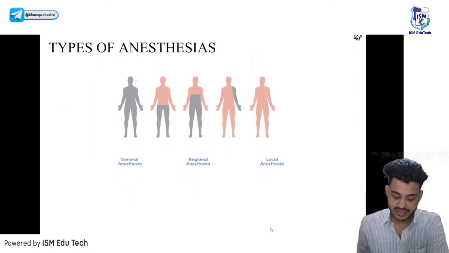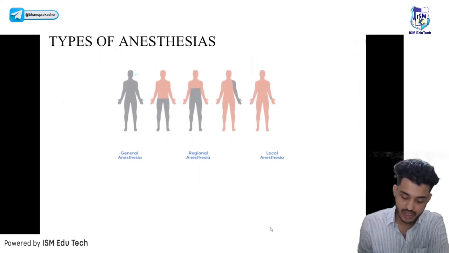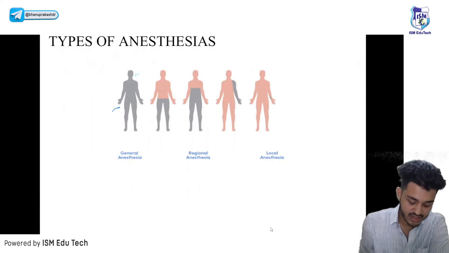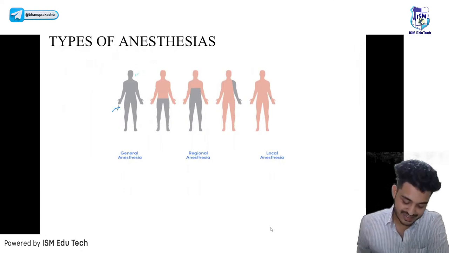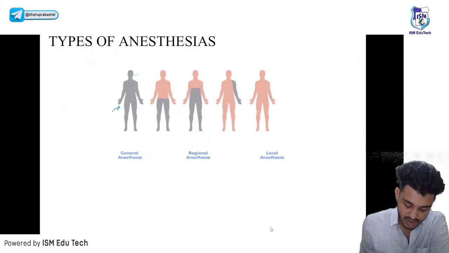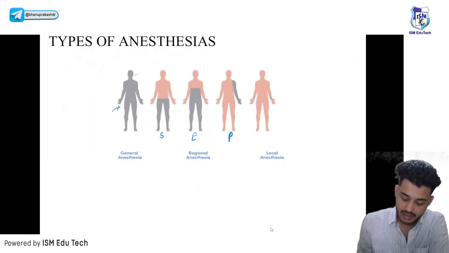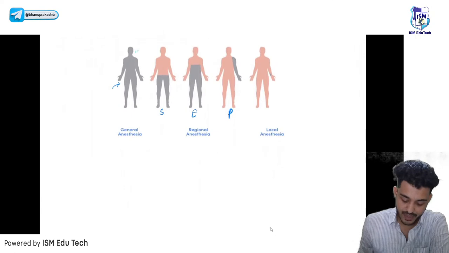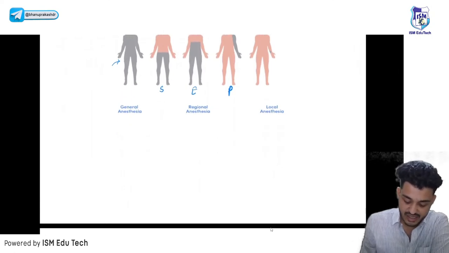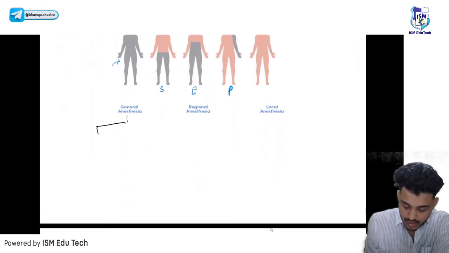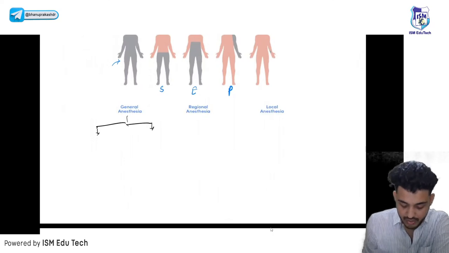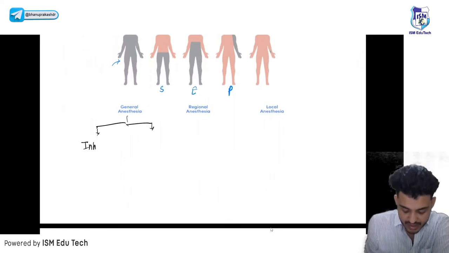In general anesthesia, look here guys, what is happening? The whole body is anesthetized. This one is regional anesthesia: spinal, epidural, and peripheral block. And then local anesthesia. Let's see one by one. In general anesthesia, I can give different types of drugs. I can use inhalational agents.